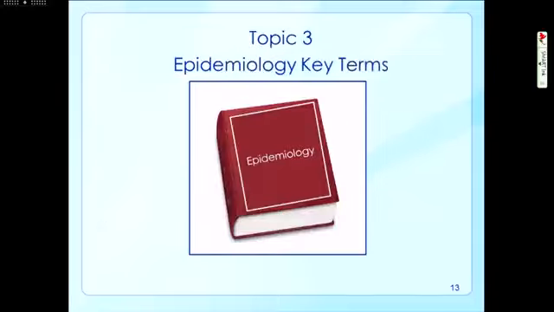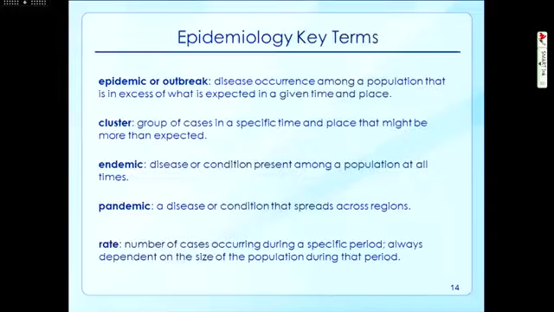So now that we know what epidemiology is, let's review some key terms commonly associated with the study. You'll see the terms on this side throughout the course. The first is epidemic or outbreak. This is a disease occurrence among a population that is in excess of what is expected in a given time and place. A cluster is a group of cases in a specific time and place that might be more than expected.